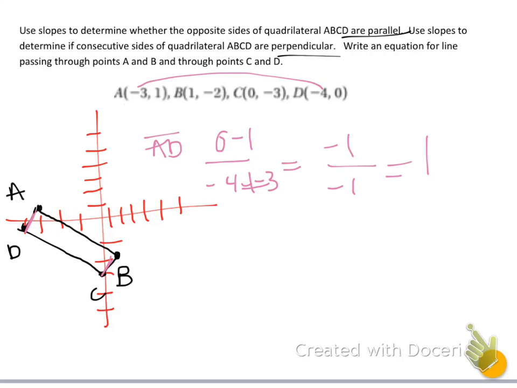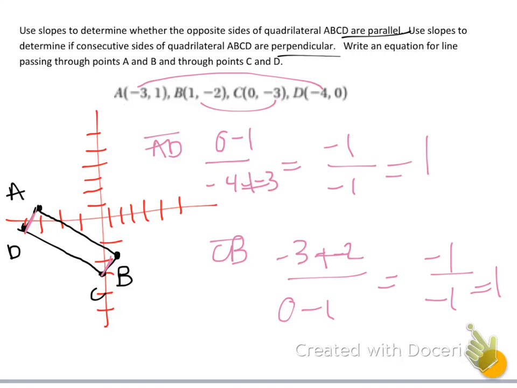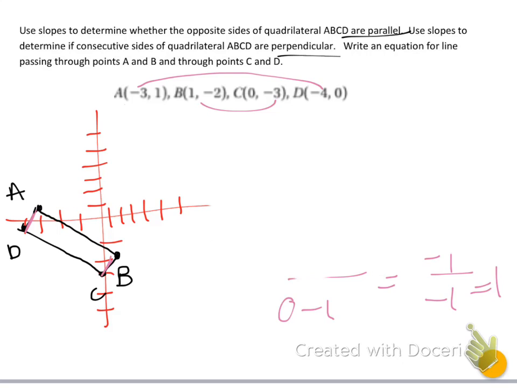And then my other side was CB. So negative 3 minus negative 2 over 0 minus 1. So negative 1 over negative 1, so 1. Okay, so those two sides are parallel. Now let's do our other two sides.